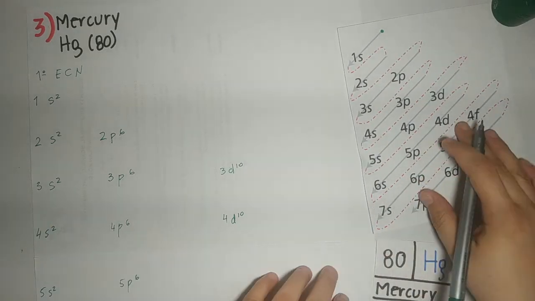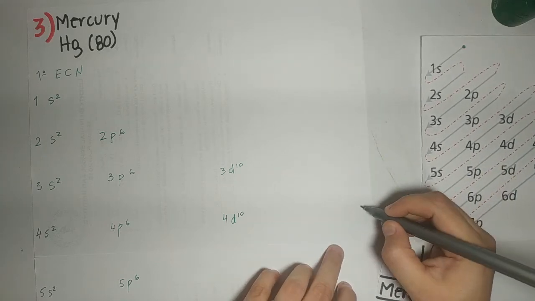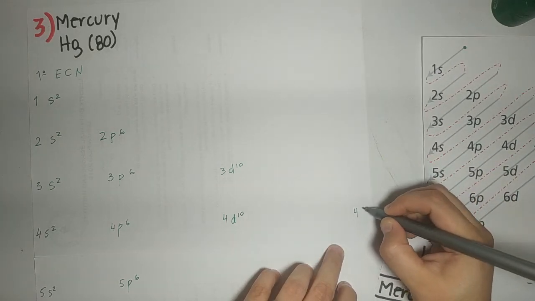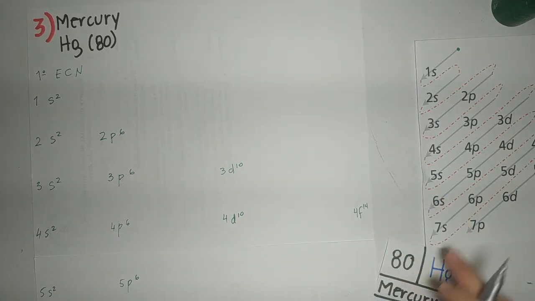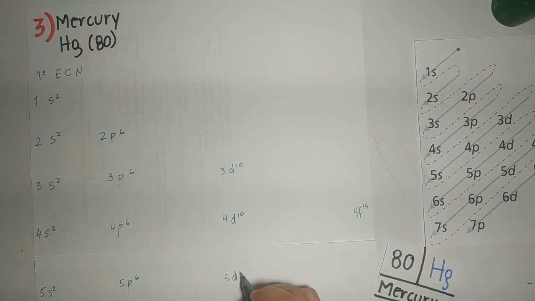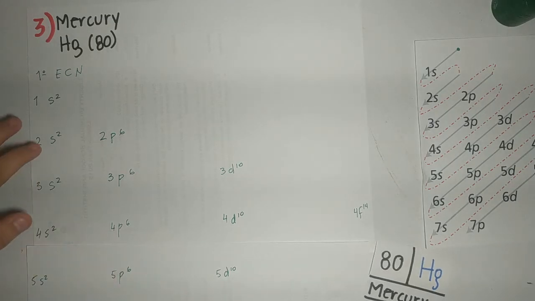it comes 4f14, that makes 70, and after that it comes 5d10, that makes 80, okay? The entire area, 80, okay? Now there you go. So I will line up this.